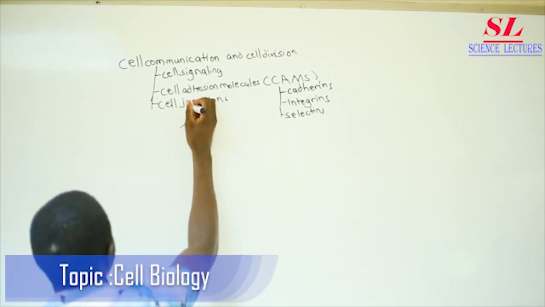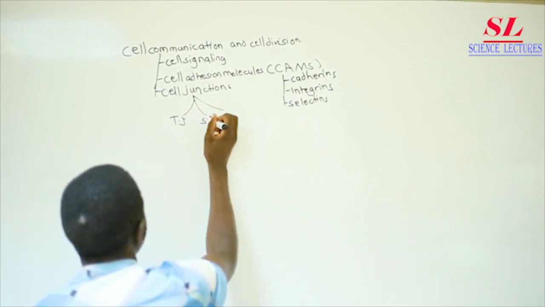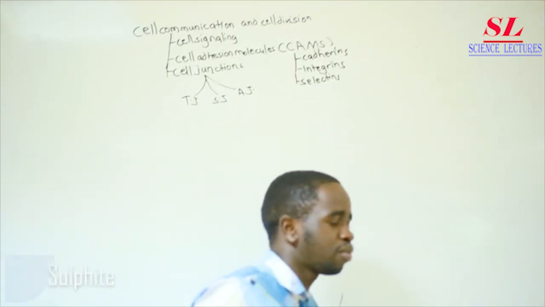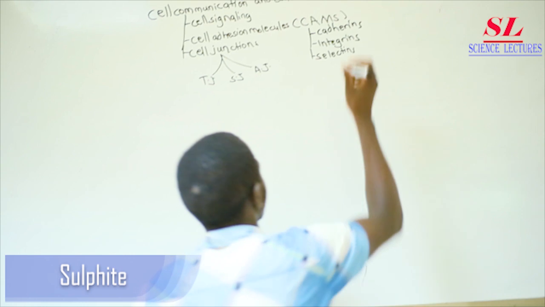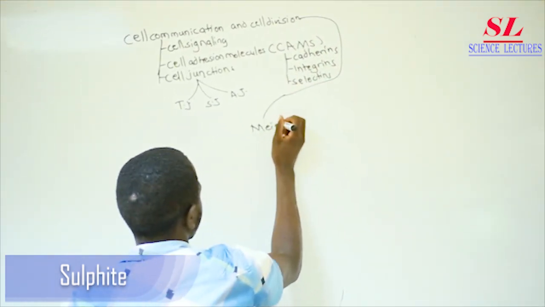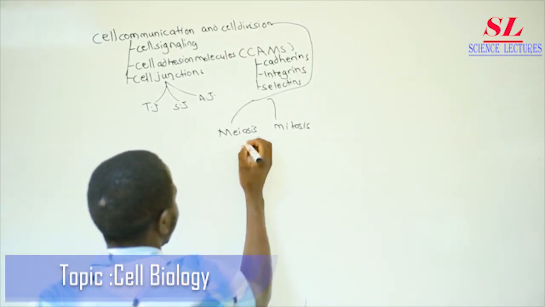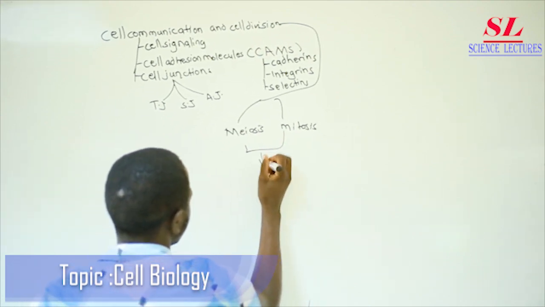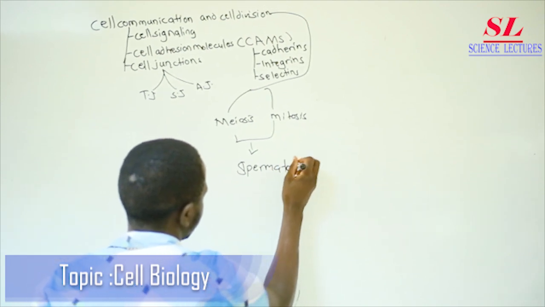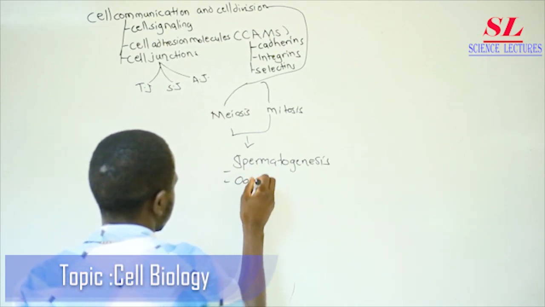Then we shall look at the cell junctions. These ones are many. We have what they call tight junctions, septate junctions, and anchoring junctions. We shall also venture into this when the right time comes. And under cell division, we shall look at meiosis, we shall look at mitosis, then we shall end with a case study of both. That is, we shall look at spermatogenesis and oogenesis.